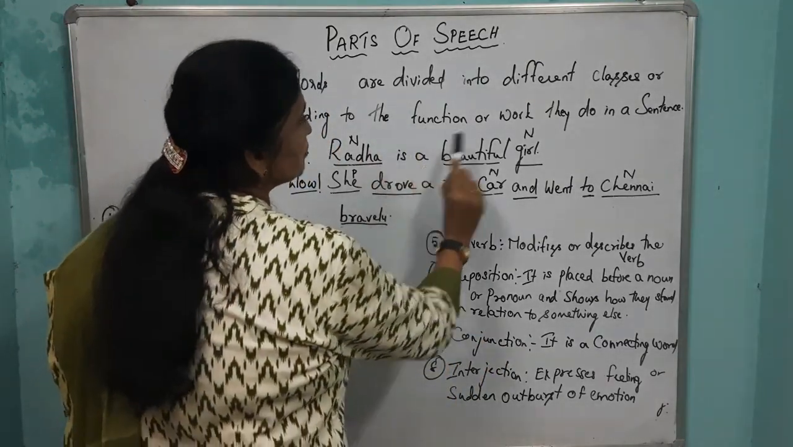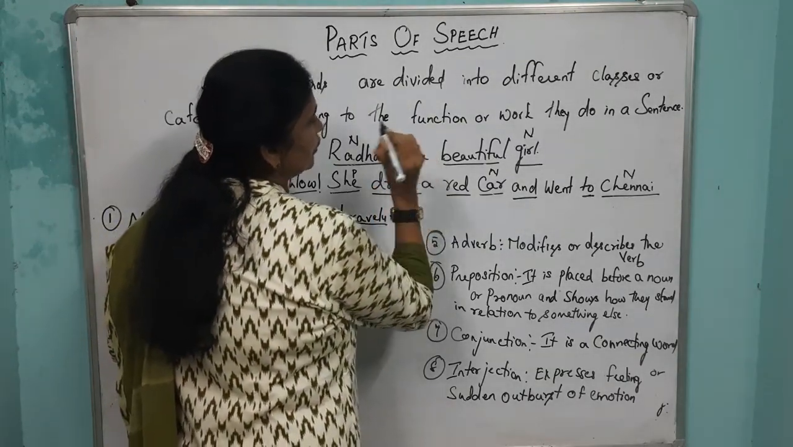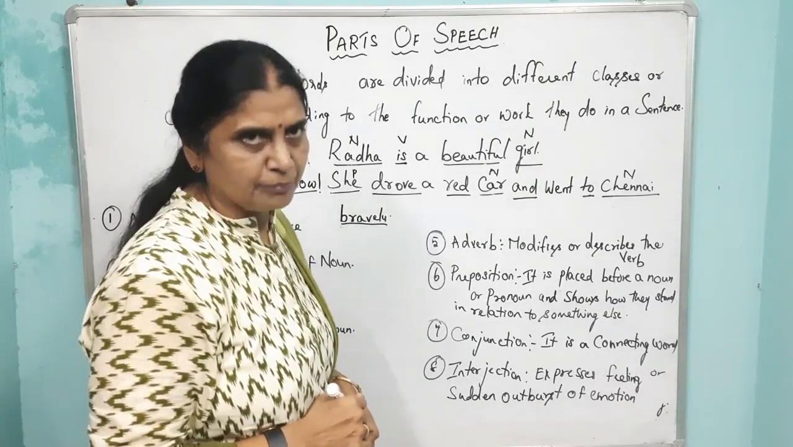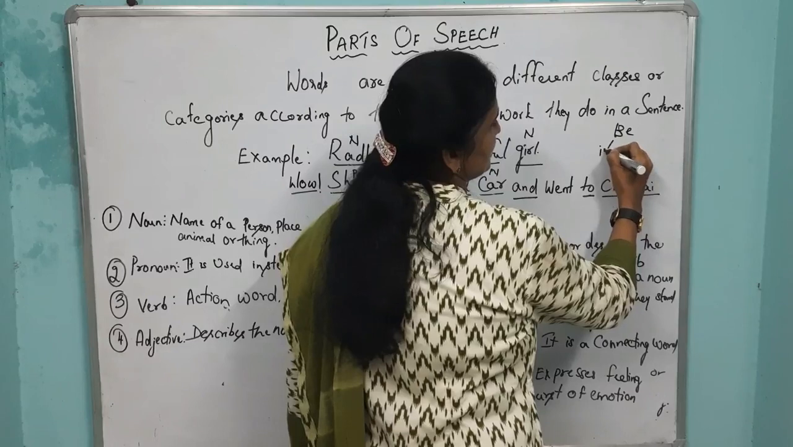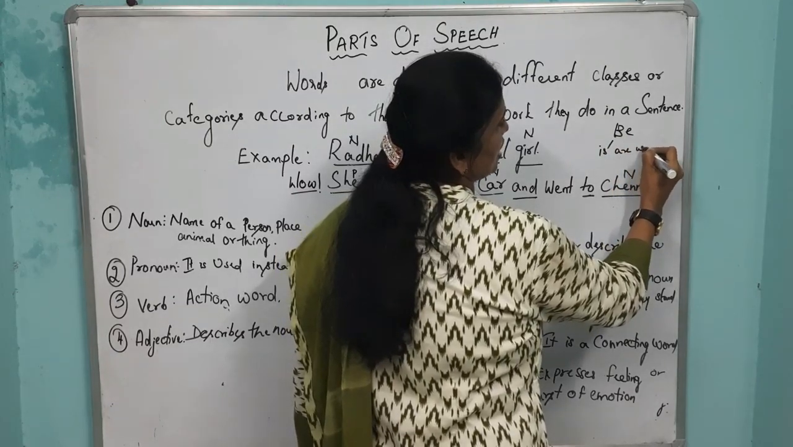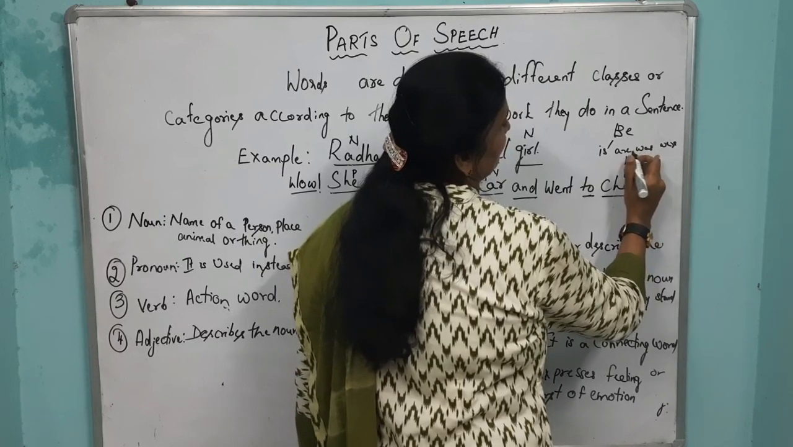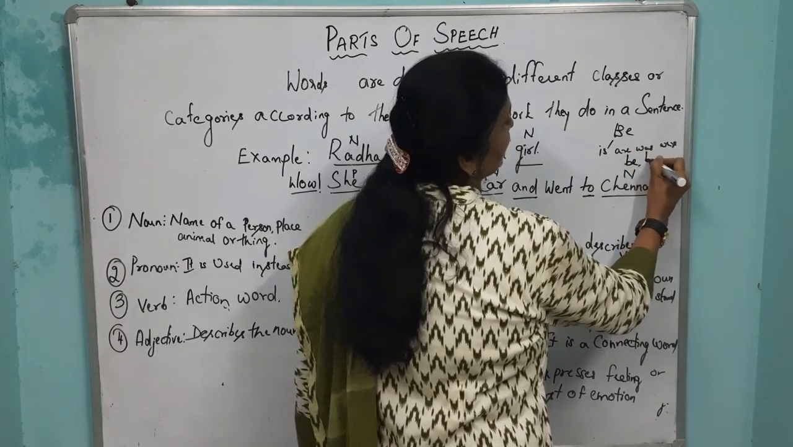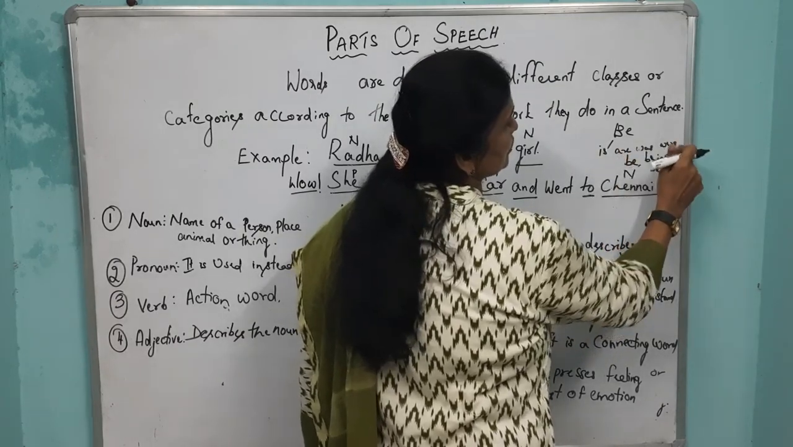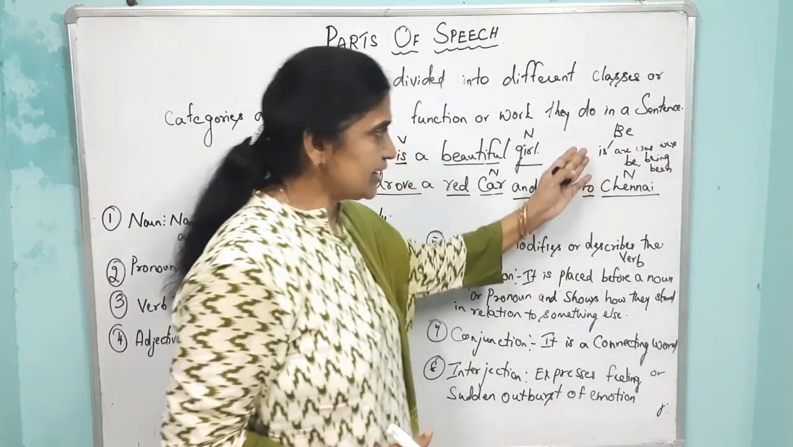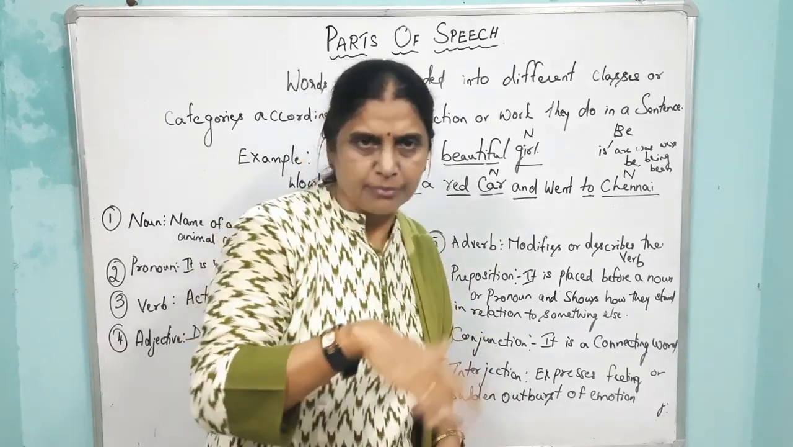Radha is a beautiful girl. Now say this is. This is also a verb. This is the be form of the verb. So suppose you take be, it's got certain forms: is, are, was, were, be, being, been. These are the things. Is, are, was, were, be, being, been. Again, we will learn this when we take the topic of verb in detail.